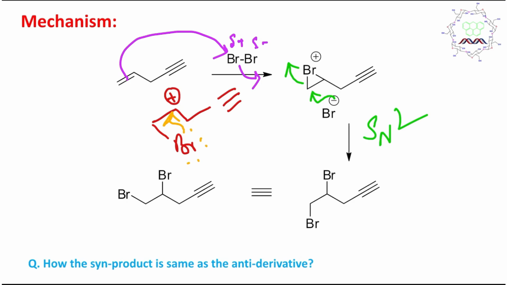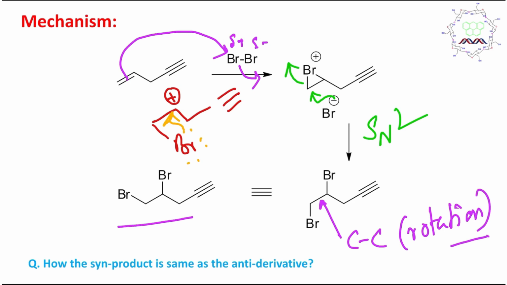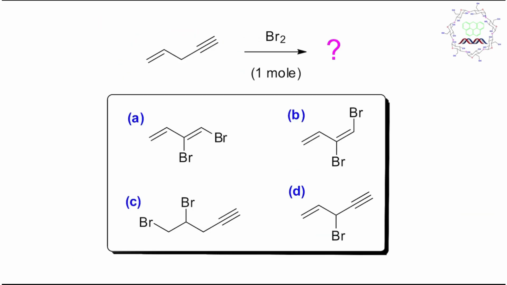Now here this attack happens from the back side, that's why this bromine to bromine orientation is anti to each other. But a question is how this syn product is equivalent to this anti product. Okay, so now this is because here if you look at, it is a C-C single bond and C-C rotation is allowed. So that's how this rotates and produces this. Actually this is the product, but we have to think one point, what is given in our question. So what is the answer? In this case answer is option C.